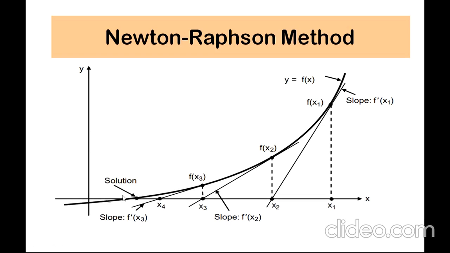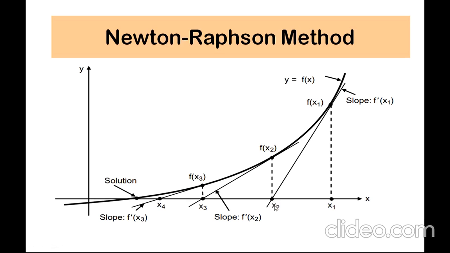Suppose the graph is shown with the equation y is equal to f of x. Suppose this is the solution we have to find, this is the root of the equation. The first initial guess we will assume as x1. Then project x1 on the curve to get f of x1. Then draw the tangent from the point f of x1. Then we will get the next point as x2.